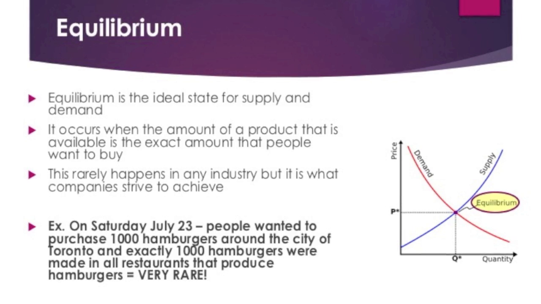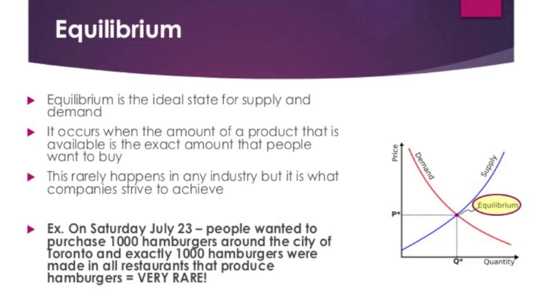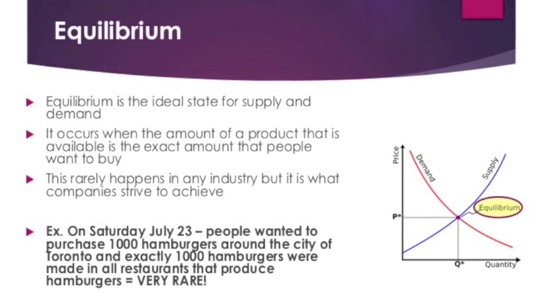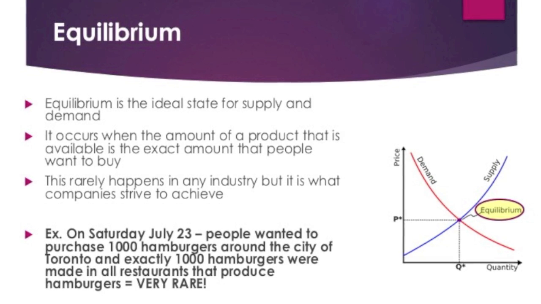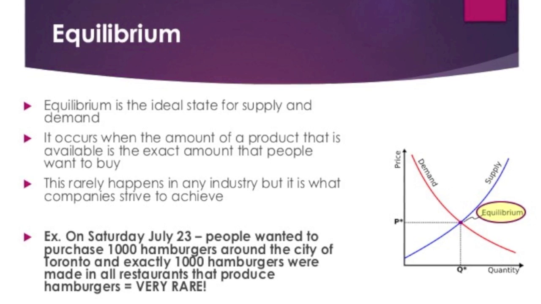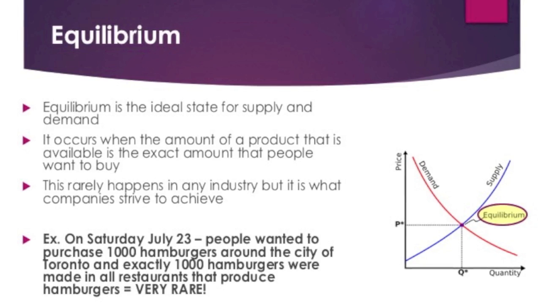Equilibrium. Equilibrium is the ideal state for the supply and demand of all products in all industries. It occurs when the amount of a product that is available is the exact amount that people want to buy. This rarely happens, if at all, in any industry, but is what companies strive to achieve. That way there is no shortage or surplus of goods or services, which we will look at in the next few slides.